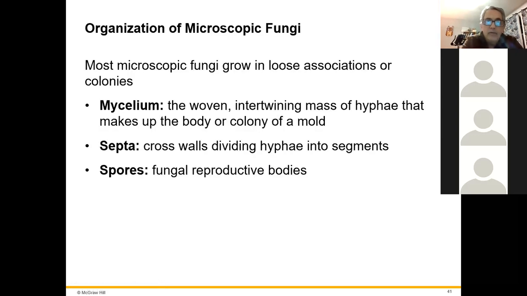Most microscopic fungi grow in loose association or in colonies. So the mycelium is a woven, intertwining mass of hyphae that make up the body or the colony of a mold. The septa, remember, we refer to as cross walls. The hyphae can divide and break into segments, or they can form spores, which are reproductive bodies.